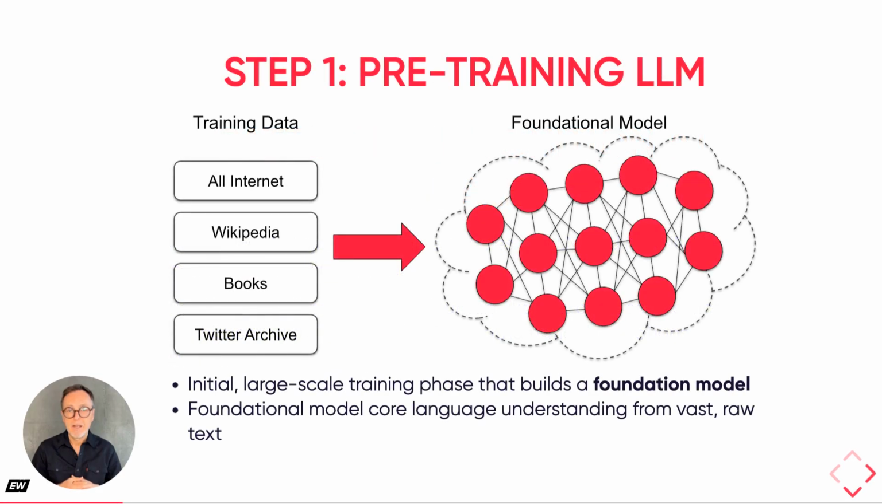The training of an LLM typically occurs in stages. The first major stage illustrated here is pre-training. This is an initial large-scale training phase where a foundation model is built. During pre-training, the model develops its core language understanding by processing vast amounts of raw text data. As shown, this training data can come from diverse sources like the internet, Wikipedia, books, and social media archives. This extensive exposure allows the model to learn grammar, facts, different writing styles, and some basic reasoning abilities.